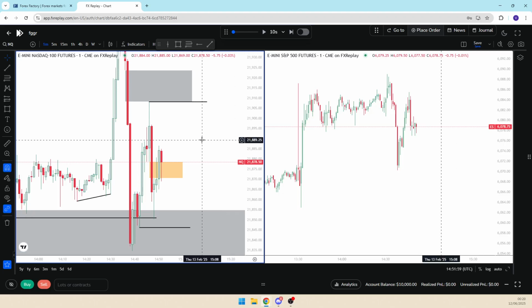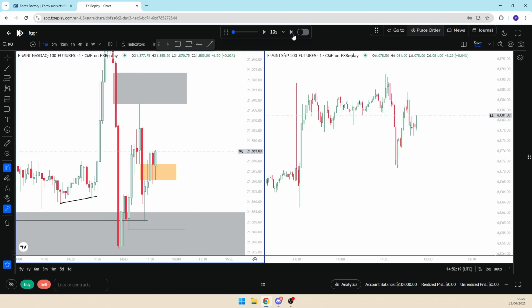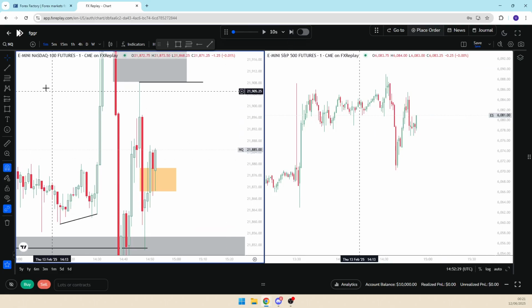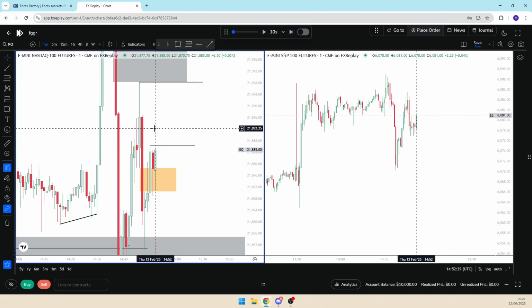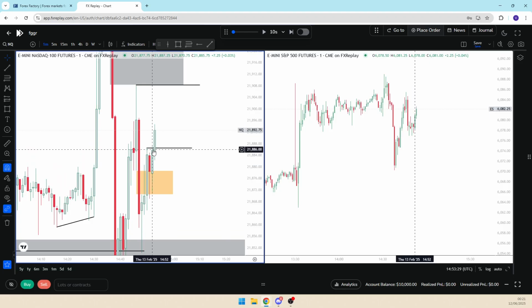So as 9:51 retraces into the inverted fair value gap, I'm not seeing anything yet. I want to see a strong displacement above this high for me to validate my idea of going longs. Nothing yet. Okay, so right now I do see a displacement candle. Price nearly closed above the high, and the next candle immediately displaces higher. So right now I'm going to take this entry.